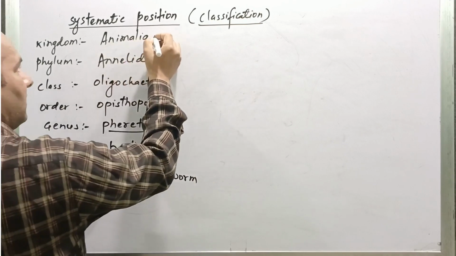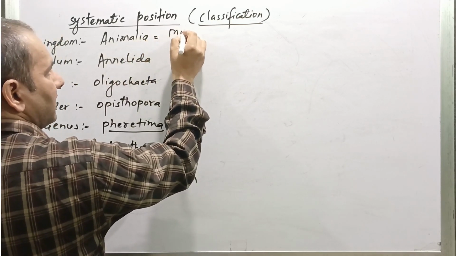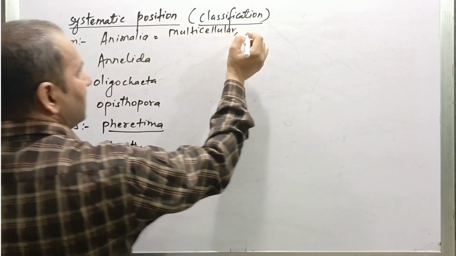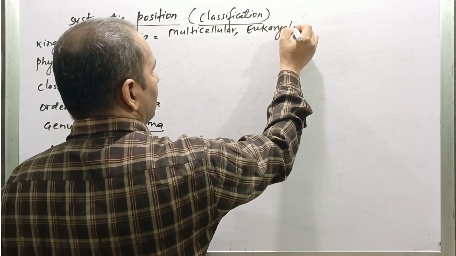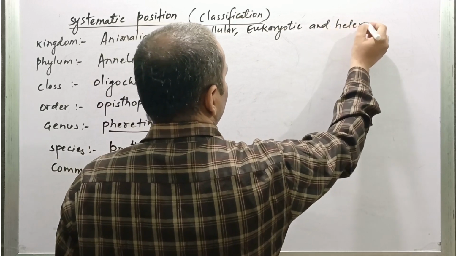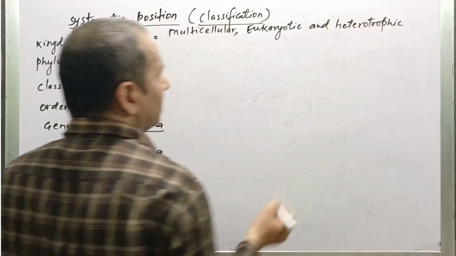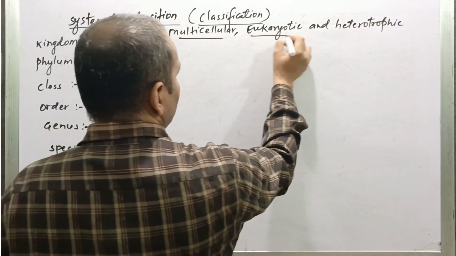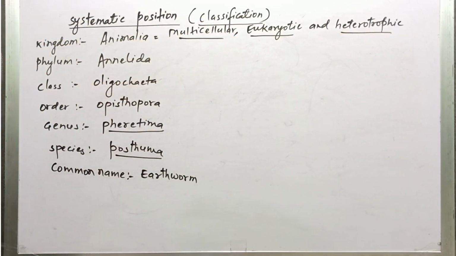Now all the terms which are used here in classification have specific meaning. The kingdom Animalia includes all the organisms which are multicellular, eukaryotic and heterotrophic. According to the 5 kingdom classification, the multicellular, eukaryotic and heterotrophic organisms belong to kingdom Animalia.